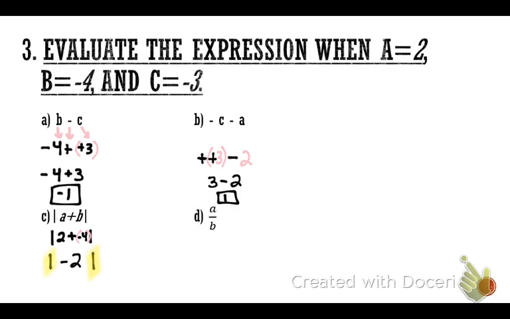Anytime you have these absolute value signs here, you've got to actually work it out. What's the absolute value of -2? 2. Just plain old 2 is correct, and box that answer in.